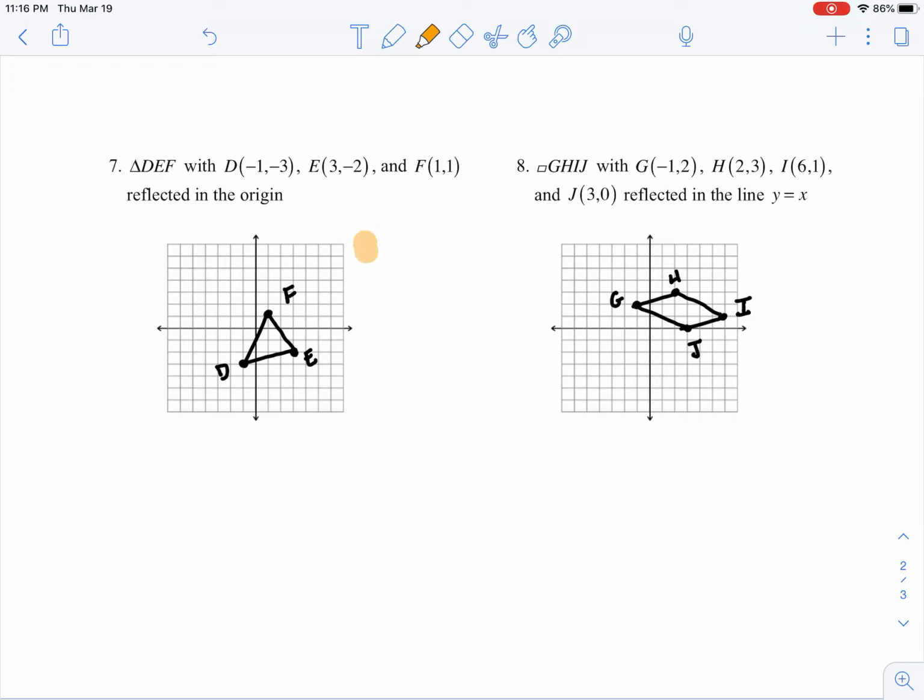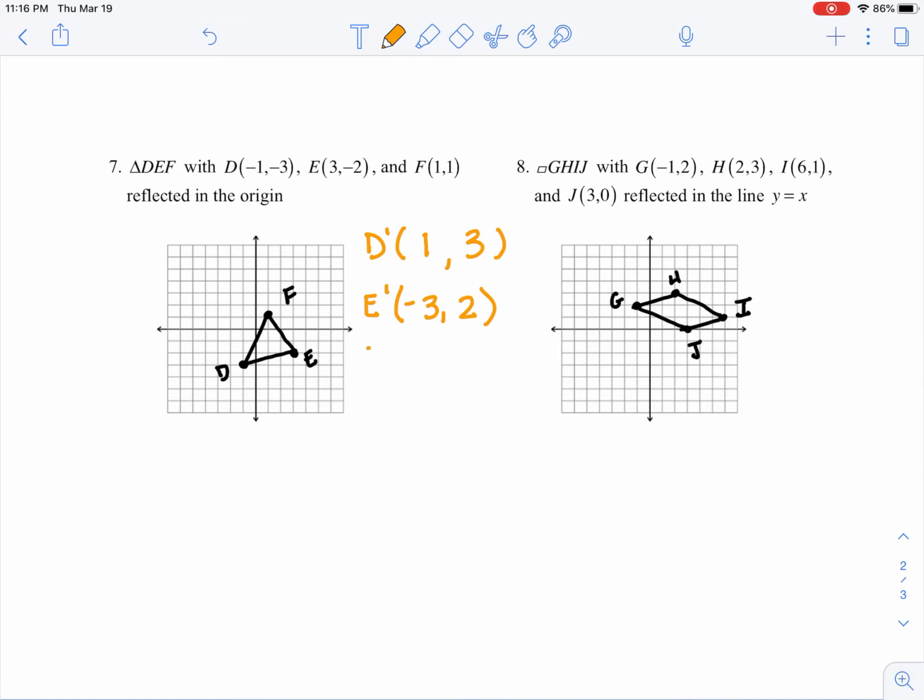Again, I would like to use the rule to first find the new coordinates. So if I switch both the x and the y coordinate signs, point D was at -1, -3. So D prime is going to go to +1, +3. E was at 3, -2. When I switch the signs, E prime goes to -3, +2. And F at 1, 1 becomes F prime at -1, -1.